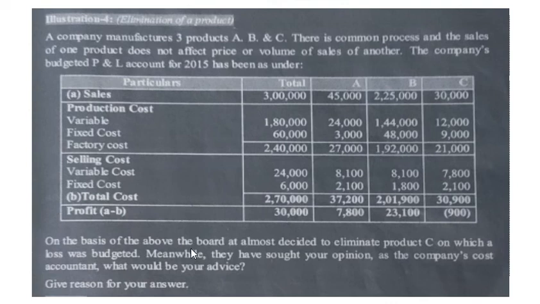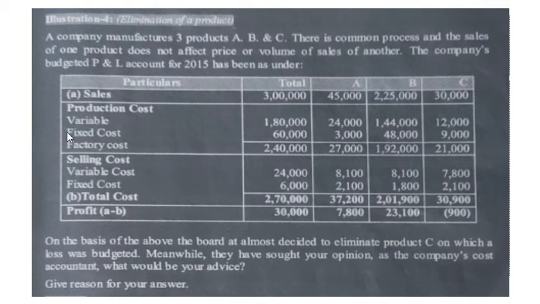On the basis of the above, the board had almost decided to eliminate product C, on which a loss was budgeted. If you look at the profit, A and B have a profit, while C has a loss of 900. Meanwhile, they have sought your opinion as the company's cost accountant. What would be your advice?